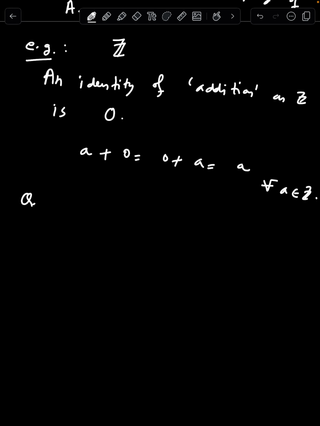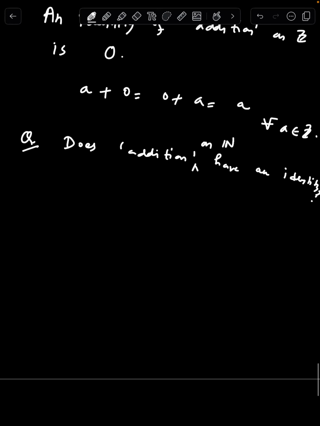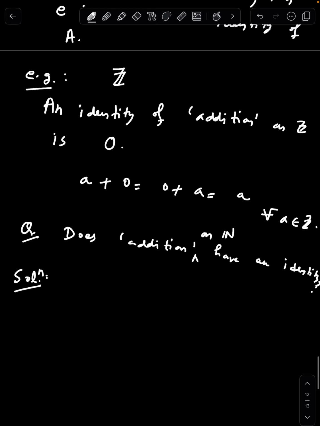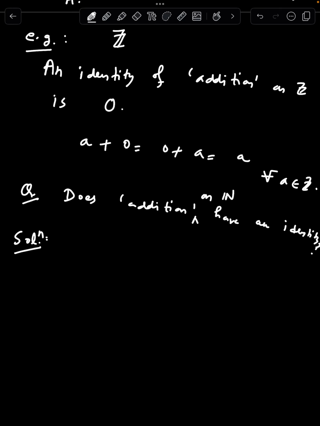Now, a question: does addition have any identity? Addition on script N, the set of natural numbers. What do you think will be the answer? Well, for starters, script N doesn't have 0 in it. So it may not have an identity.